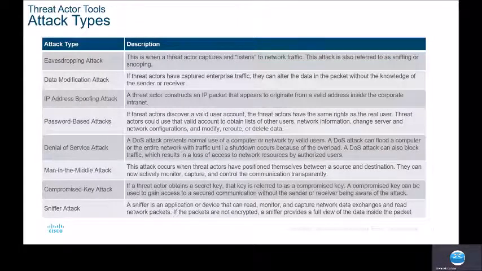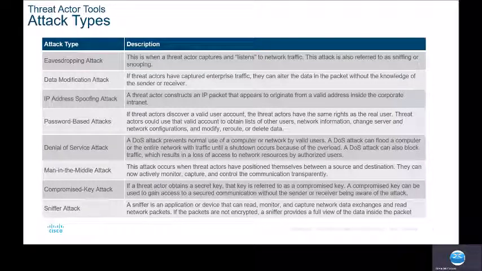Okay, so attacking types. Eavesdropping is when a threat actor captures and listens to network traffic. This attack is also referred to as sniffing or snooping. A data modification attack is where they've captured enterprise traffic. They can alter the data in the packet without the knowledge of the sender or receiver. In an IP address spoofing attack, a threat actor constructs an IP packet that appears to originate from a valid address inside the corporate intranet.